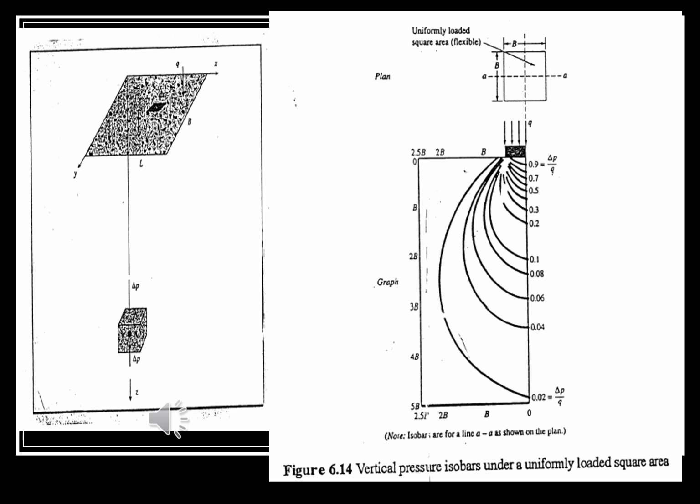Using the integrated equation, we obtain q times I3. The value of I3 is shown here. Figure 6.14 is a vertical pressure isobar under the loaded square area. So this is the vertical pressure isobar. You can see the plot in this diagram.